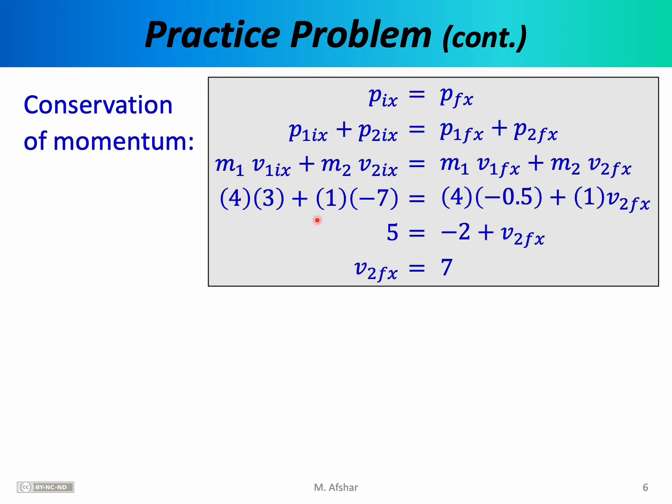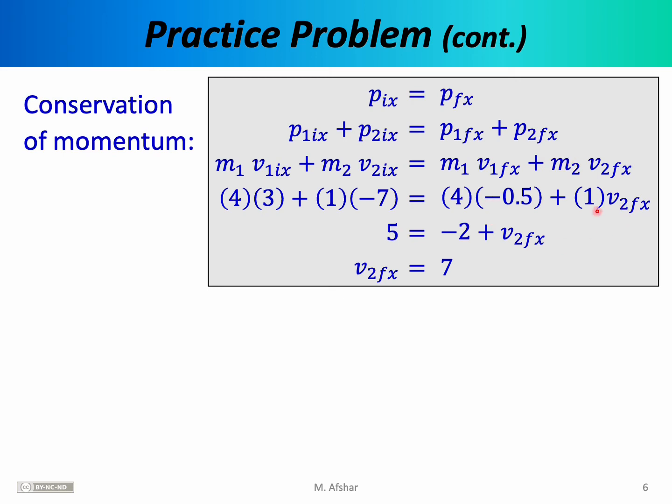I know masses 4 and 1, so I'll plug those in. I know what the initial velocities are. The initial velocity in the x direction of object 1 was 3. Notice the initial velocity for object 2 is -7. The minus reflects the fact that the second object was initially, before the collision, moving in the negative x direction. After the collision, the velocity of object 1 is given to me. We're told that it rebounds with a speed of 0.5. Rebounding or bouncing off implies that it has changed its direction. It's moving with a speed of 0.5 in the negative x direction.